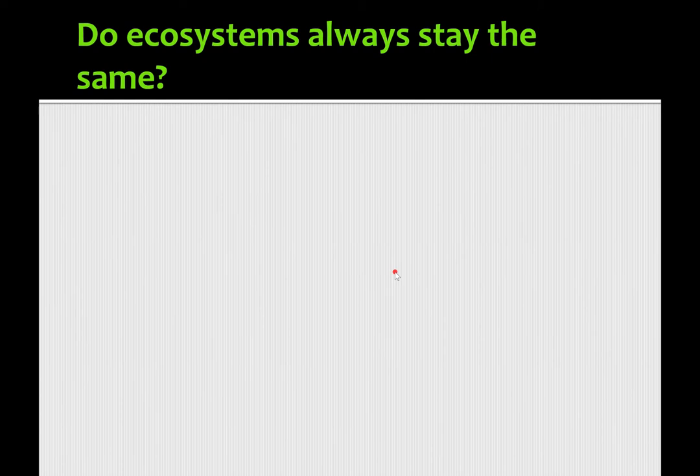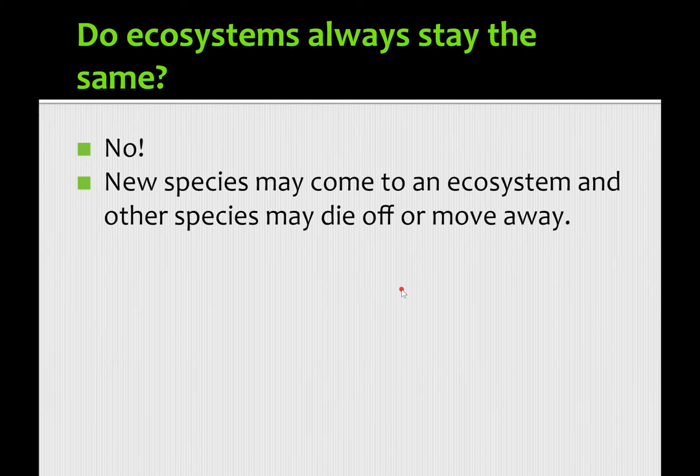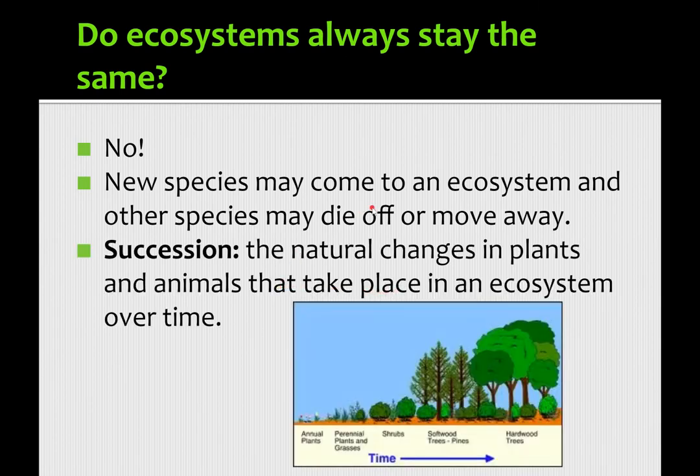So do you think ecosystems always stay the same? You know, the forests and the grasslands we see, were they always exactly as they look today? No. And I think we all know that they definitely change over time. New species move into ecosystems, or maybe species die off or they migrate away over hundreds or thousands of years. So there are natural changes in plants and animals that take place in an ecosystem over time. And we call that succession.